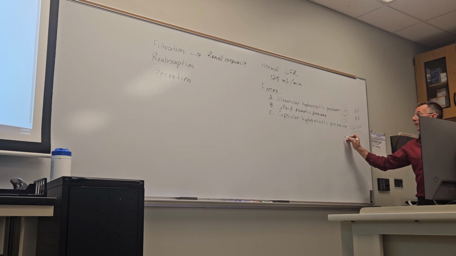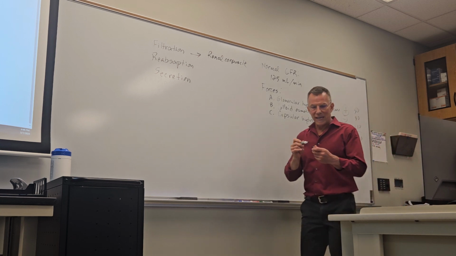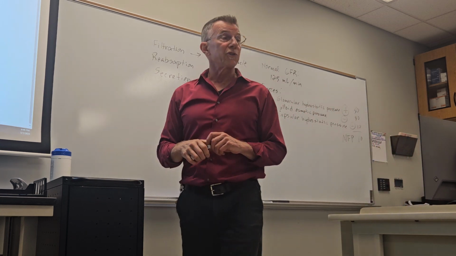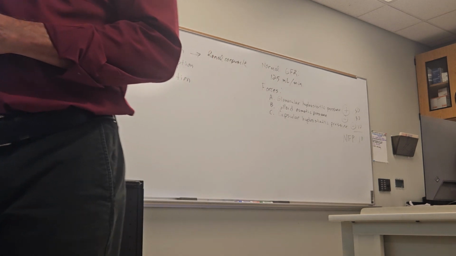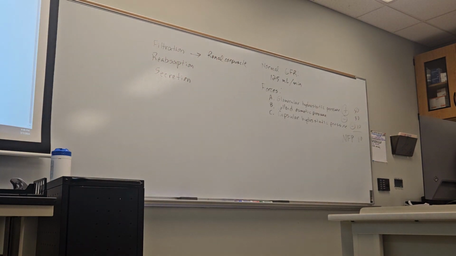So now your net filtration pressure is 10. Anything that alters your colloid osmotic pressure, changes the number of particles in your blood, or messes with your blood pressure is going to wreak havoc in the kidneys. What would be the consequences if my blood pressure got way too high?